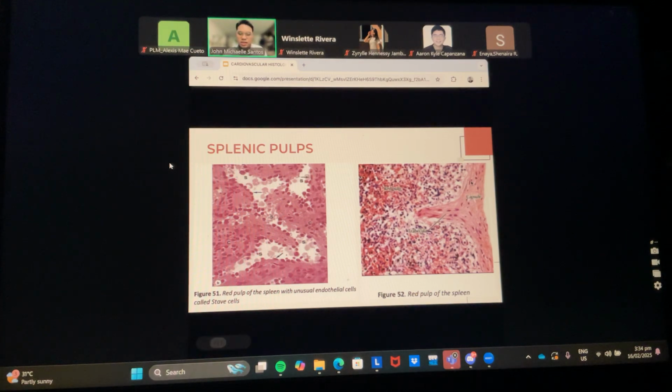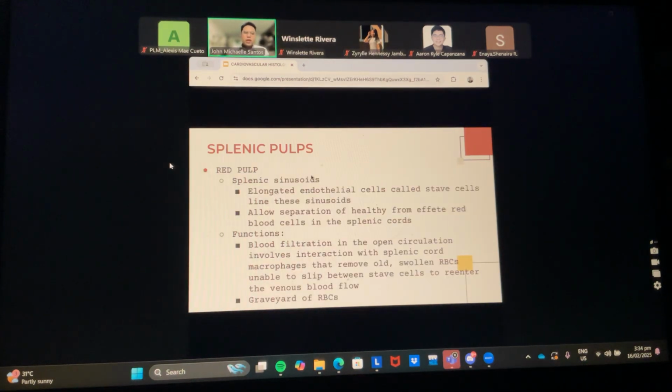Ayan. So the red pulp of the spleen with unusual endothelial cells called stave cells, and then this is your capsule, the outer layer of your spleen, and then paloob ka dito, nandito yung trabeculae mo, and then this is your red pulp, mainly consisting of your red blood cells. So the red pulp, you can see here your splenic sinusoids. So your sinusoids are elongated with endothelial cells called stave cells and allow separation of healthy from the affected red cells in the splenic cords.